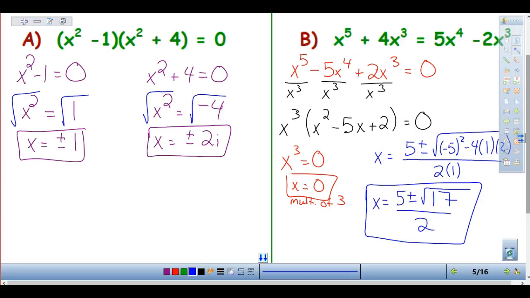So here are your 2 answers that you should have gotten. The first one you notice is already factored, so you can set each of those equal to 0. Just a couple things to remember. When you are taking the square root, you need the plus or the minus on each of them. Since there was a negative here, you'll need the i.